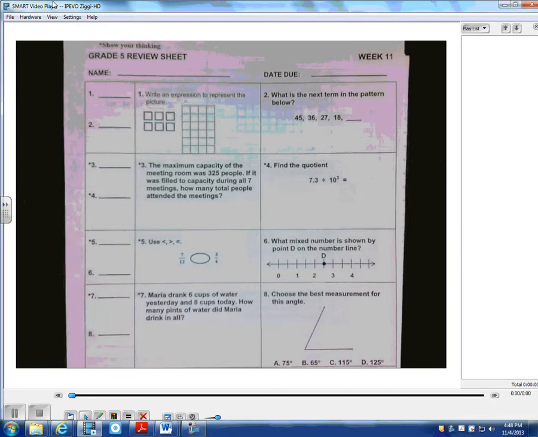Okay, week 11, going to go through questions 1, 2, 3, and 5. I'm going to skip 4 on this review sheet until we go over it in class. So let's look at number 1.